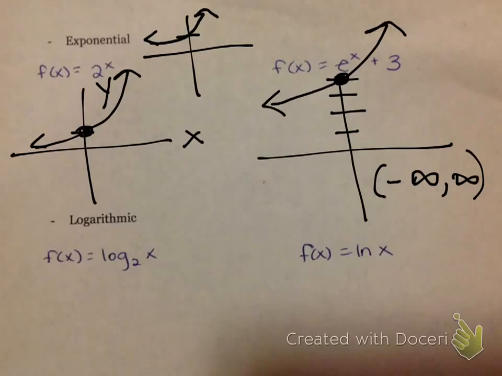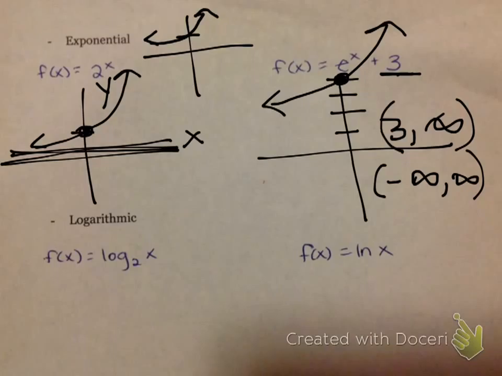And now my range, if I think back to my first graph, my range is going to be everything above the x-axis. So now my range is going to be everything above 3. So I'm going to go 3 to infinity for my range. I'm not going to include 3, because that's actually going to be my asymptote there.